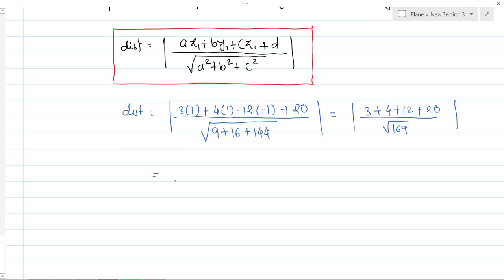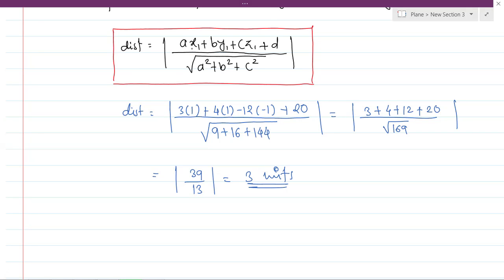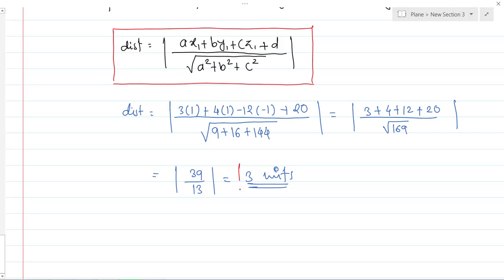So what is the numerator? 3 plus 4 is 7, 7 plus 20 is 27, 27 plus 12 is 39. 39 divided by root of 169, which is 13, is nothing but 3 units. So how much distance are you getting? It's 3 units. That's great. Okay, so let me highlight this.